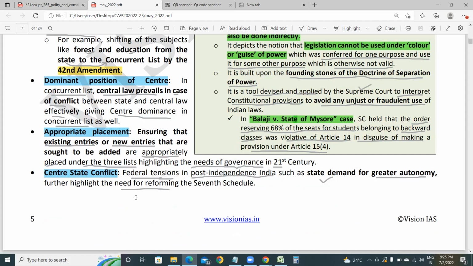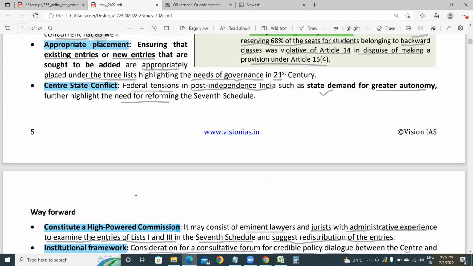Center-state conflict. Federal tensions in post-independence India, such as state demand for greater autonomy, further highlight the need for reforming the seventh schedule.